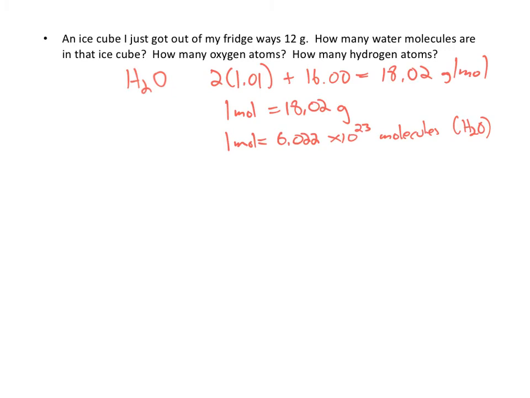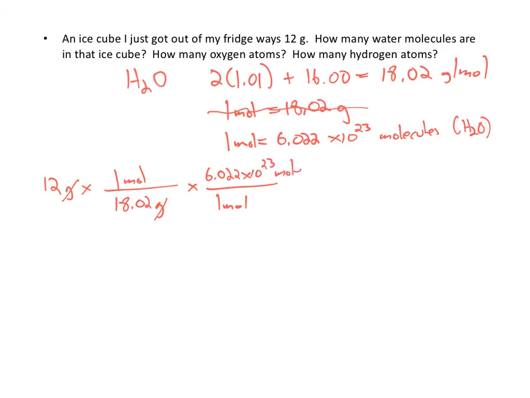So I'll start with my 12 grams. I need the grams to go away, so I'll put my 18.02 grams on the bottom, 1 mole on top. I've used this one, so I'm going to cross it out. Now I want to get rid of moles, so in my next conversion factor, I need to put 1 mole on the bottom. So 6.022 times 10 to the 23rd. I'm just going to write mlc for molecules.